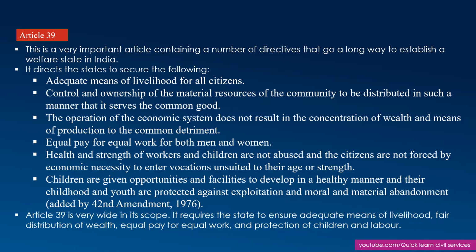Article 39 is very wide in its scope. It requires the state to ensure adequate means of livelihood, fair distribution of wealth, equal pay for equal work, and protection of children and labor. Especially Article 39 B and C lays the foundation of a welfare state. Article 39A was added to the Constitution by 42nd Amendment 1976. It requires the state to provide for equal justice and free legal aid.